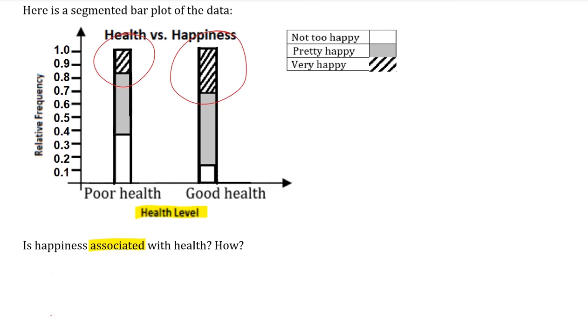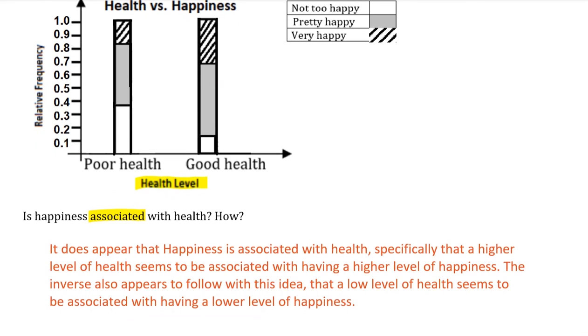Be careful with that word. Remember that we're not saying that health causes happiness or vice versa. We're just trying to represent an association or a connection between the two. My answer for this one, I would say it does appear that happiness is associated with health, specifically that a higher level of health seems to be associated with having a higher level of happiness. The inverse also appears to follow with this idea that a low level of health seems to be associated with having a lower level of happiness.